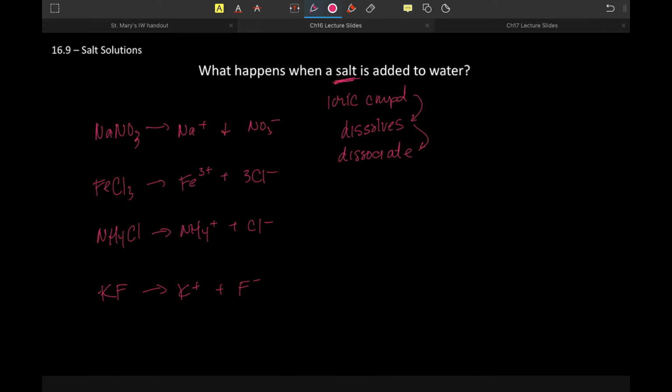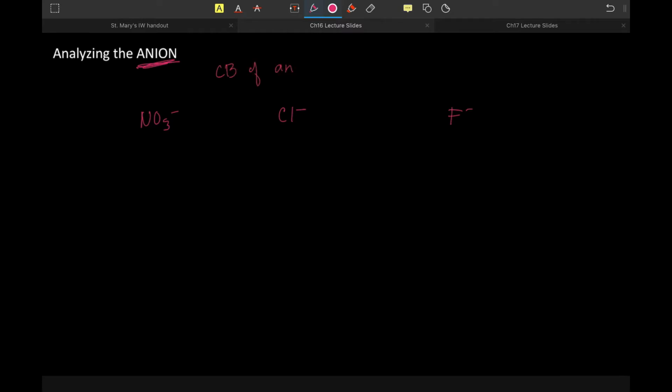Now, let's analyze our anions. We have nitrate, chloride, and fluoride as our anions to analyze. Anions are the conjugate bases of an acid. They are basically the deprotonated form of something. So in order to assess their relative basicity, let's see what acid they came from.